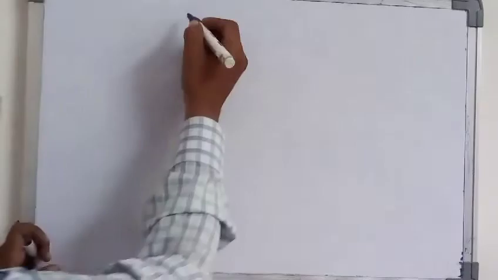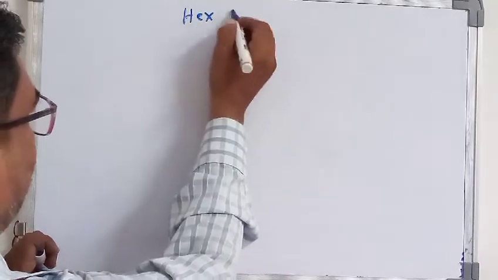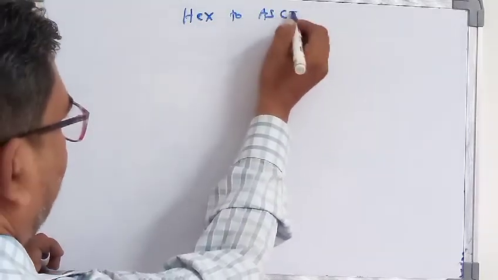The next program is conversion of a hex number into ASCII characters. ASCII is nothing but the American Standard Code for Information Interchange. In that, we have to convert the hexadecimal number. Suppose any hexadecimal number is given to you, it should be converted into the ASCII character. For that, we have a program. The name is hex to ASCII.